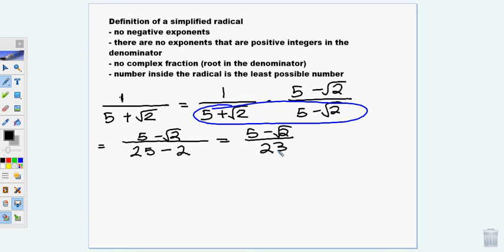And so this is a simplified radical. There are no negative exponents. There are no exponents that are positive integers in the denominator. Obviously, the power of 1 doesn't count. There are no complex fractions. That was really what we've dealt with most, a root in the denominator. And the number inside the radical is the least possible number. So it's the square root of 2.